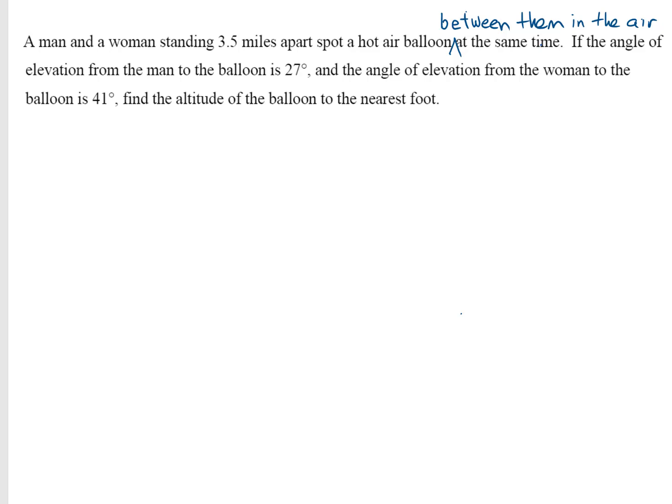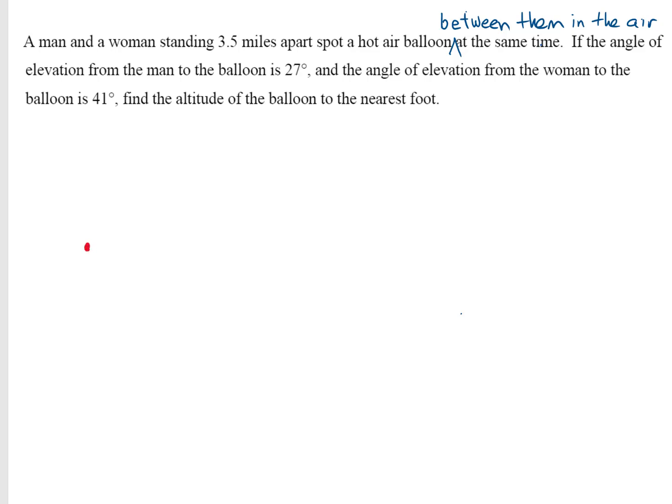I've added a little bit to these directions to make it clear, not ambiguous. A man and a woman standing 3.5 miles apart spot a hot air balloon between them in the air at the same time. If the angle of elevation from the man to the balloon is 27 degrees and the angle of elevation from the woman to the balloon is 41 degrees, find the altitude to the nearest foot.